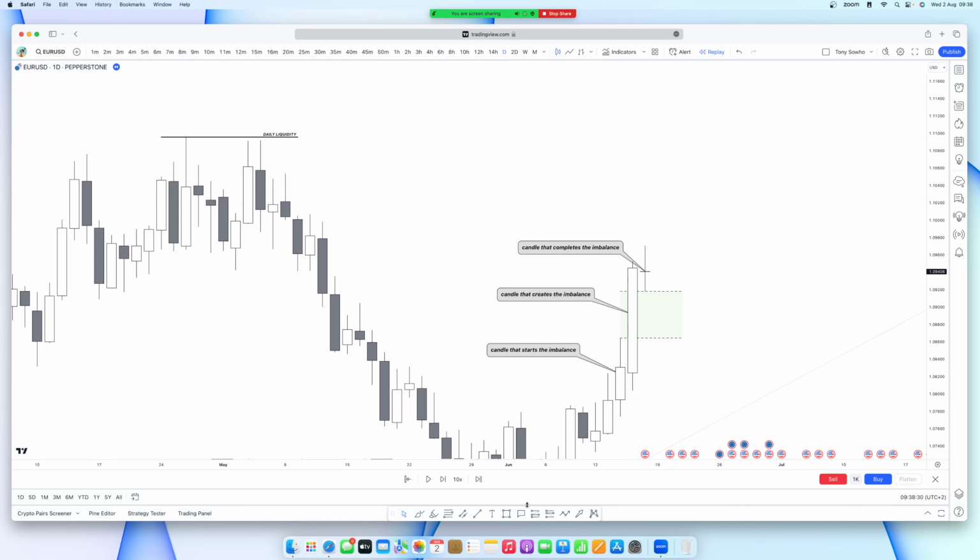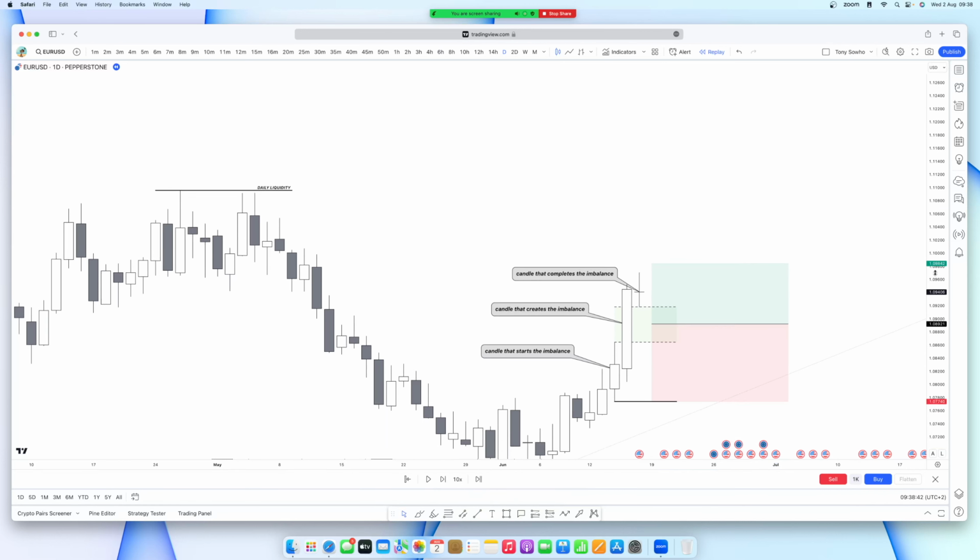Let's say we want to take the entry at the 50% of the imbalance. Stop loss is going to go where the candle that creates the imbalance is, which is going to be down here. And our TP is going to be 3 times what we are risking. TP is going to be up in this area, which is going to be 3. Once it says 3 here, that means whatever we're risking, we're going to make 3 times more.